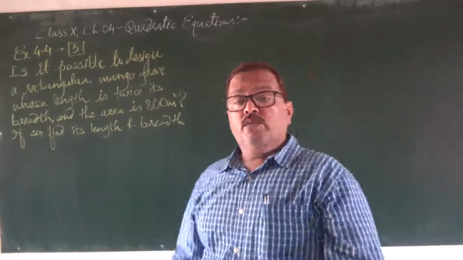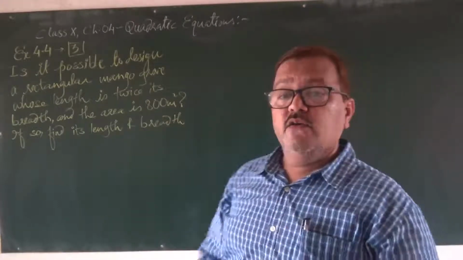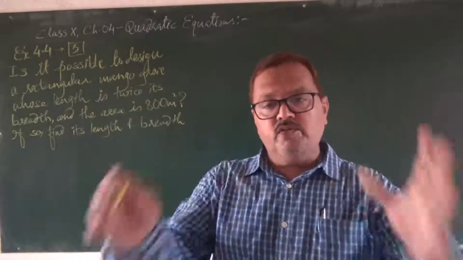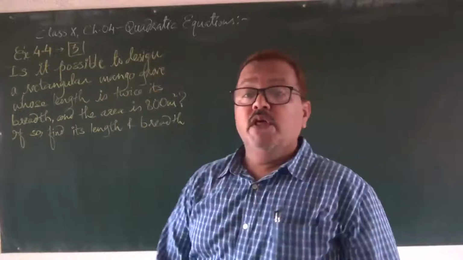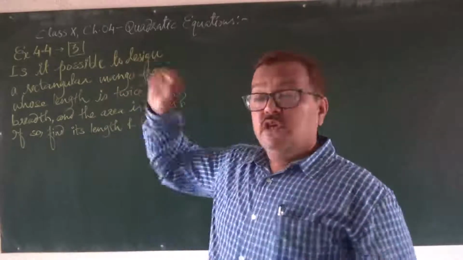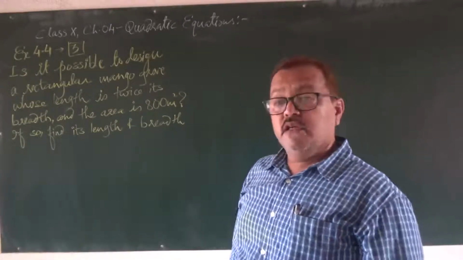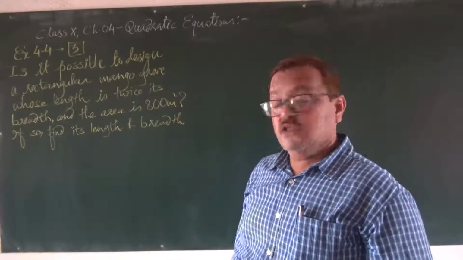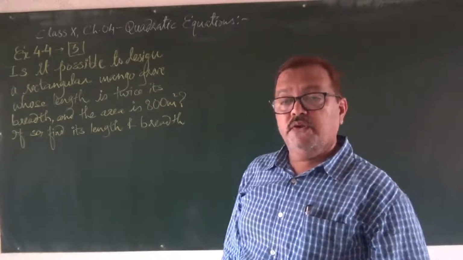Let us see now a word problem. Before this I said question number 2, but you cannot say it is a word problem. You have to find the value of k. This is a purely word problem based on nature of roots. Exercise 4.4, third question. Is it possible to design a rectangular mango grove whose length is twice its breadth and the area is 800 meters square? If so, find its length and breadth.